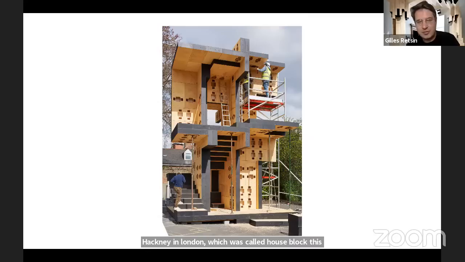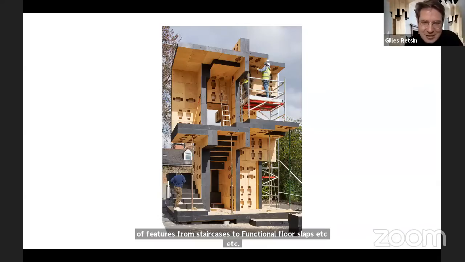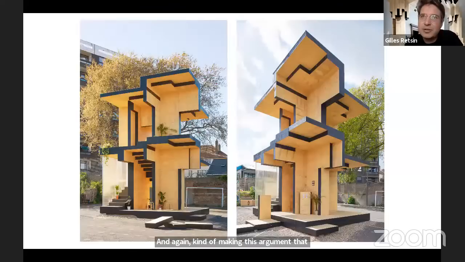This was for us an incredibly important moment, because we could, in a really radical way, show that just with one building element, we were able to build all the features from staircases to functional floor slabs, et cetera. And again, we're making this argument that doing this kind of work that is politically and socially engaged, and that wants to do something good in the world, that wants to make affordable housing, doesn't mean that aesthetics are excluded, or that it needs to be boring per se. Actually, working around those considerations of automated prefabrication, it could also result in a really different and really exciting architecture.